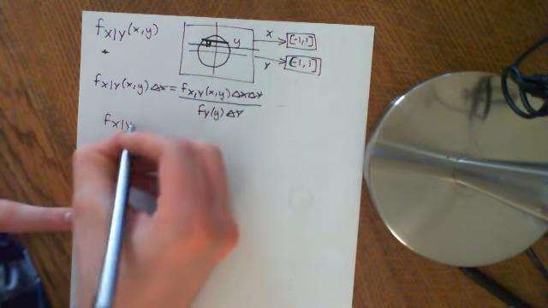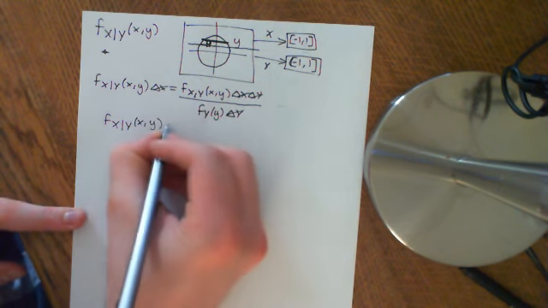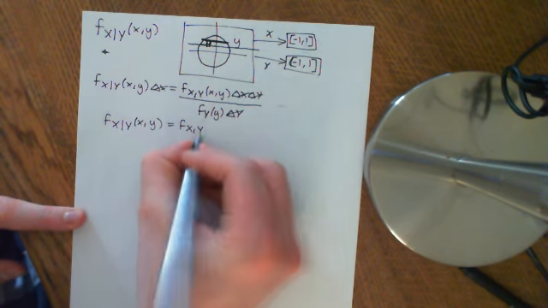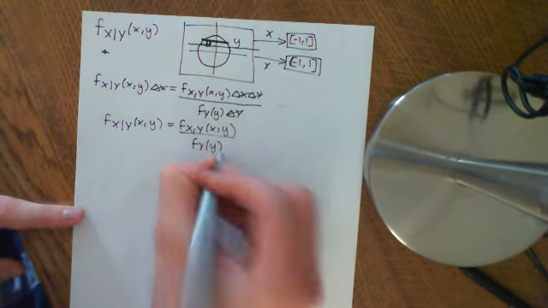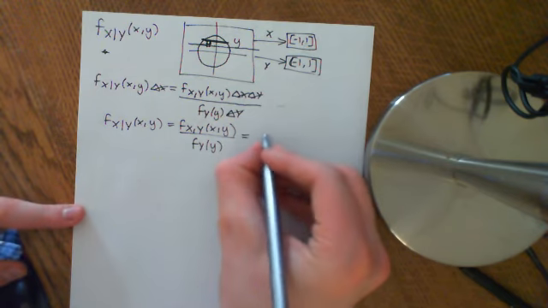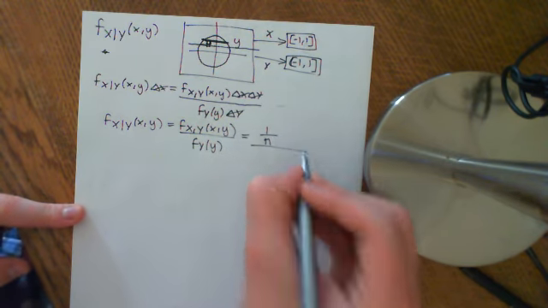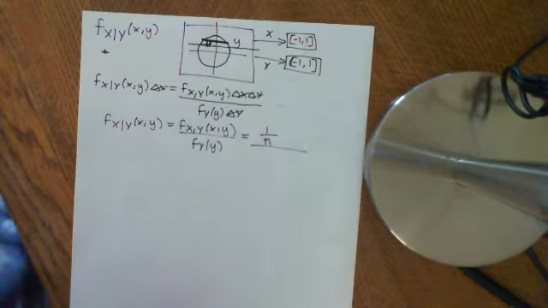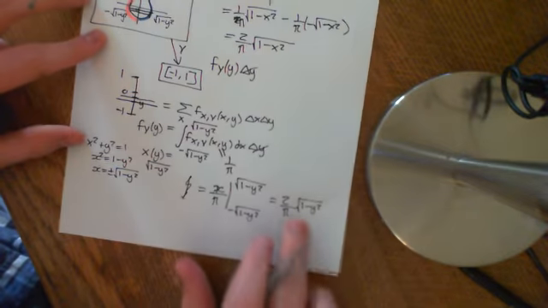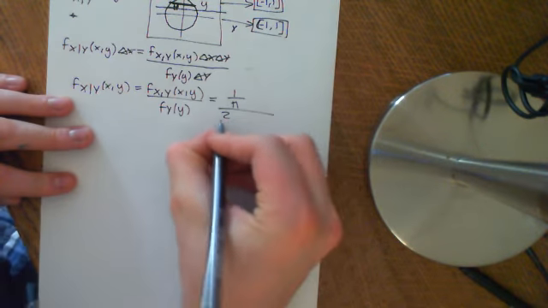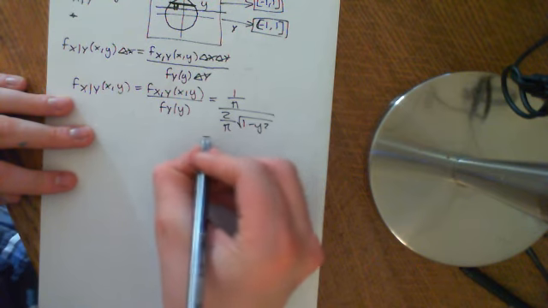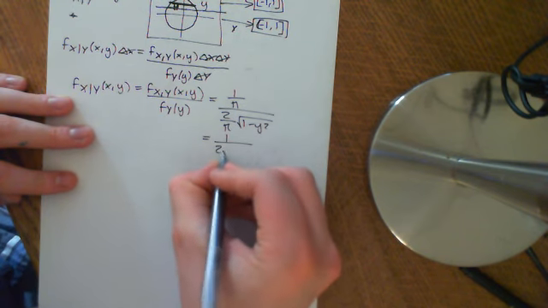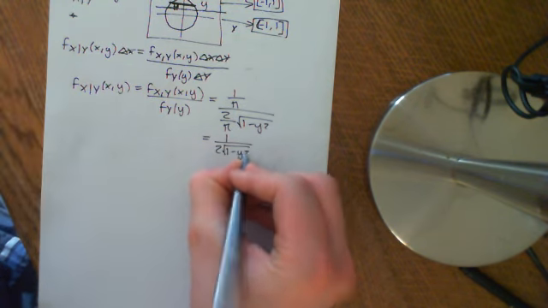to give you that the conditional PDF of x given y is equal to the joint PDF of x and y as a function of little x and little y divided by the marginal PDF of y as a function of little y. Now, we know that the joint PDF is just equal to 1 over pi on the disk, and we know that the marginal PDF of y is given by this formula over here, is it not? Yes, 2 over pi times the square root of 1 minus y squared. Multiply top and bottom by pi, and we get that this is 1 over 2 times the square root of 1 minus y squared.